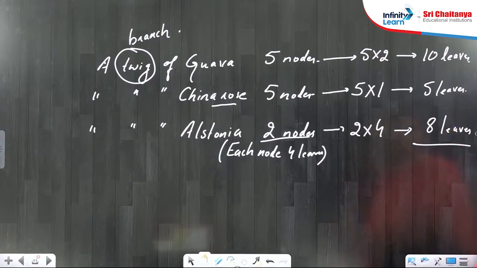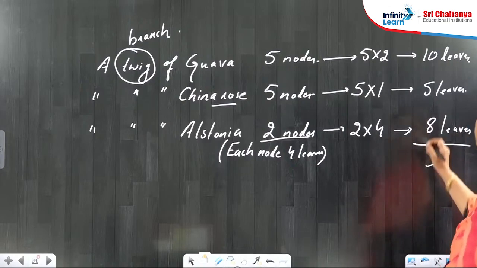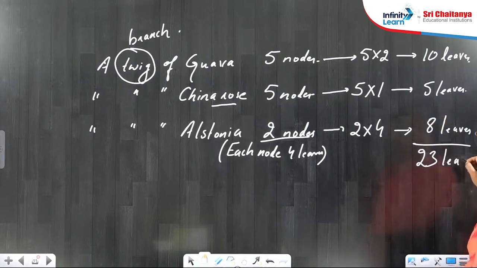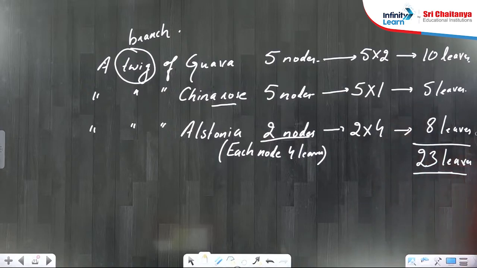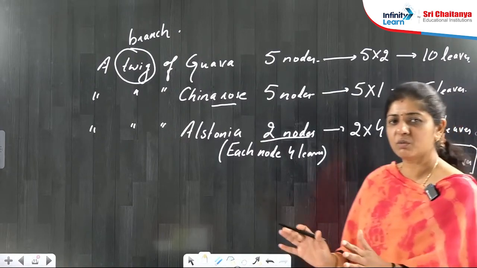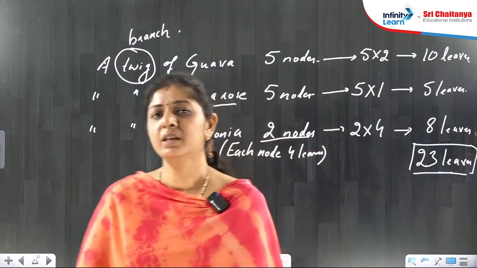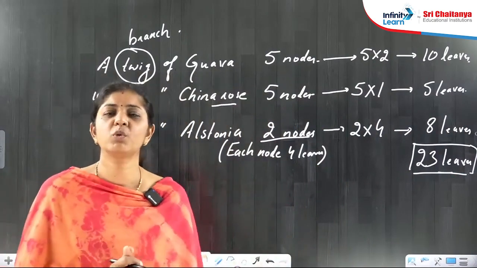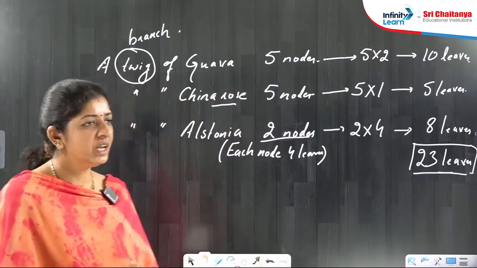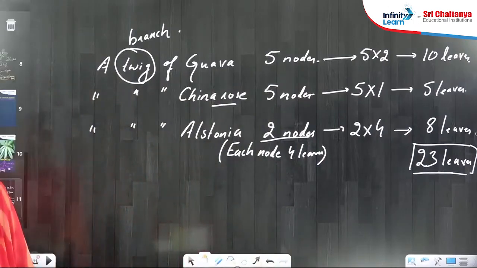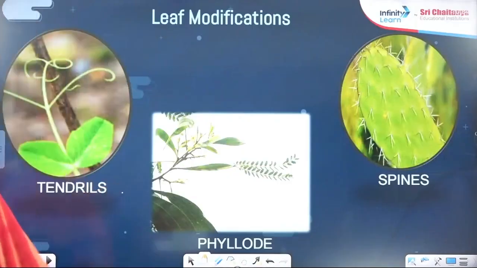So here we have to take it, 23 leaves will be there in total, right? So this will be your answer. Total leaves comes out to be 23. Just check it out once. I have just given you a rough idea that this concept can be correlated with the numerical part, right? Now coming to the next part, the leaf modifications.